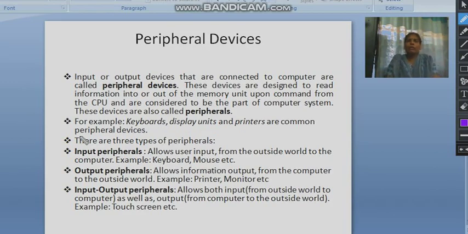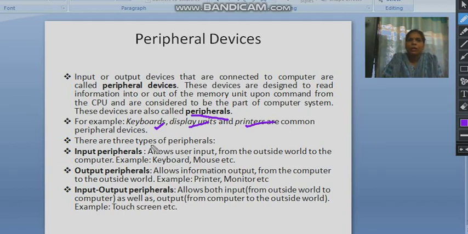Next thing is peripheral devices. All the input output devices are also known as peripheral devices, and why are they called peripheral devices? Because they are near the periphery of the central processing unit. These devices are designed to read information into or out of the memory unit upon command from the CPU and are considered to be part of the computer system. The examples are keyboard, display units, and printers.